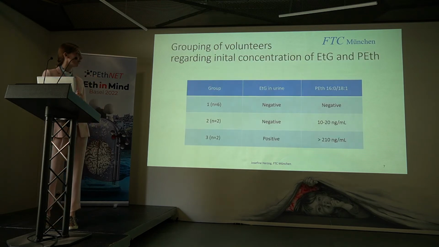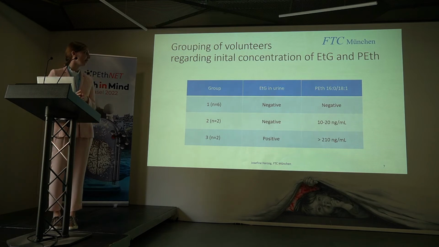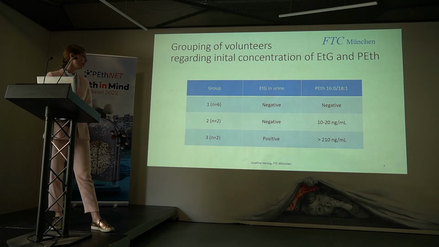Based on the initial concentration of ETG and PEth, the 10 volunteers could be divided into 3 groups. The first group consisted of 6 volunteers. Their initial ETG in urine was negative, and their PEth value was also negative in 16:0/18:1 and all the others. The second group, their initial concentration of ETG was also negative. However, they had a PEth 16:0/18:1 concentration from 10 to 20 nanogram per milliliter. And the third group consisted of the 2 very regular drinkers. They obviously had a positive ETG concentration, and their PEth value was above 210 nanogram per milliliter.